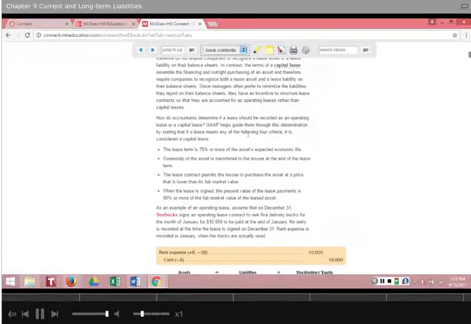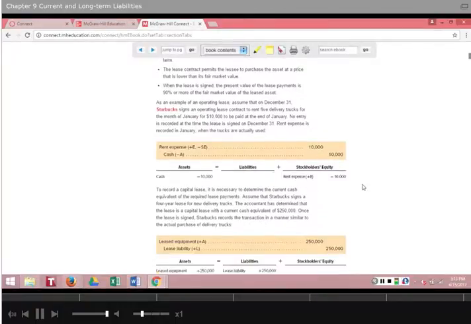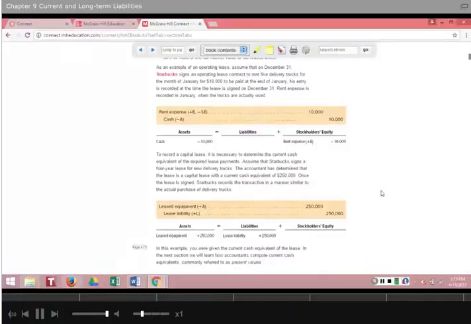So remember, it doesn't have to meet all of these, just one of these will trigger it being recorded as a capital lease. If we enter into a short-term operating lease to rent some delivery trucks, then it would simply be a debit to rent expense for $10,000 and a credit to cash for $10,000. That's the way it would look if we had an operating lease.